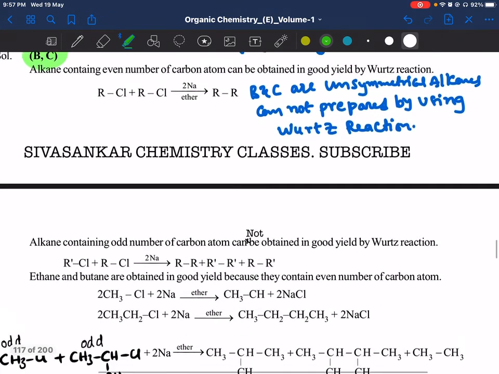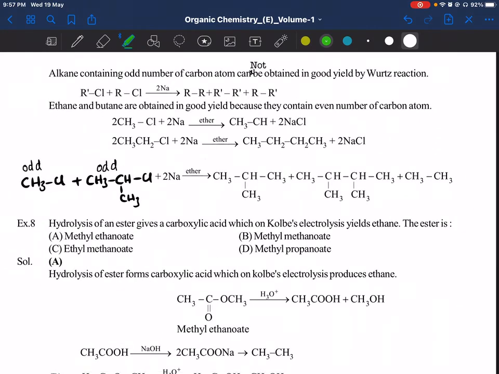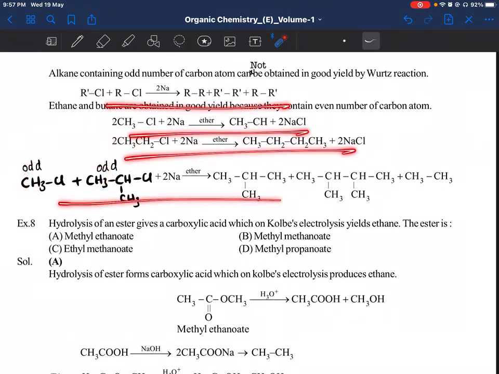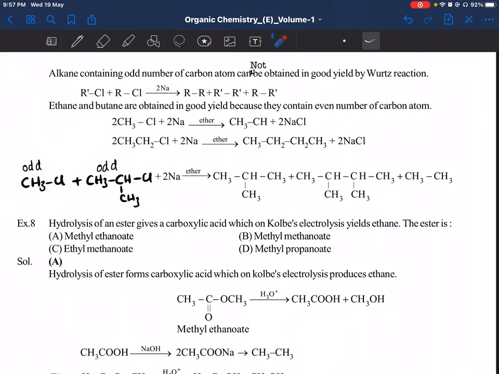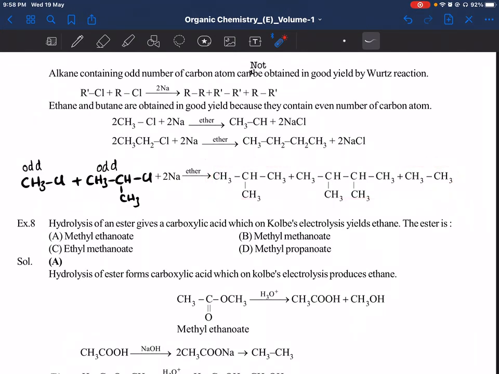Okay, students. Next, in this case it is clearly given here. If you have an idea, and you see all this, we will get full clarity. Methyl chloride and isopropyl chloride, when these two react with each other, we get mixed alkanes. With mixed alkanes we don't get a good yield of product, so keep that one aside.